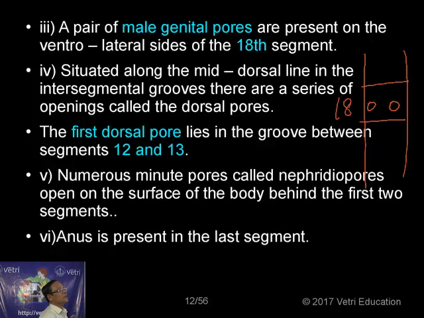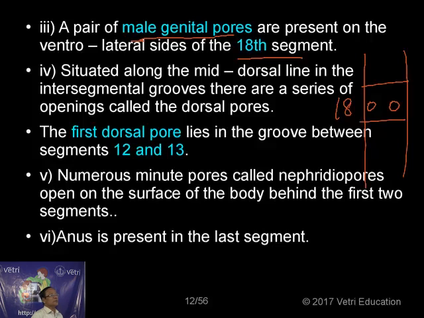You have the male genital aperture. A pair of male genital pores or apertures are present in the 18th segment ventrolaterally, not in the center of the ventral region, but just towards the lateral side on the ventral side. Now we have small openings. These are the openings found on the ventral side. The genital apertures are always present on the ventral side.